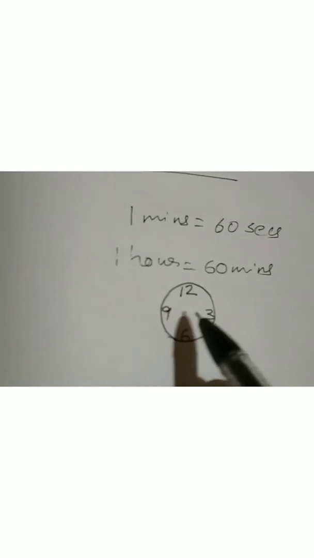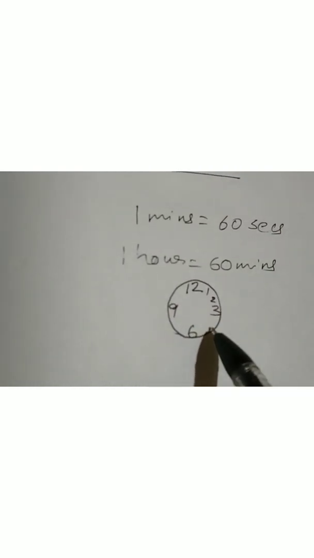12, 6, 3, 9. Then 1, 2, 3, 4, 5, 6, 7, 8, 9, 10 and 11. Okay. Then when this minute hand started from here and reached up to here, we can say that it completed 1 hour. That is 60 minutes. Clear? From 12 to 1, that will be 5 minutes.